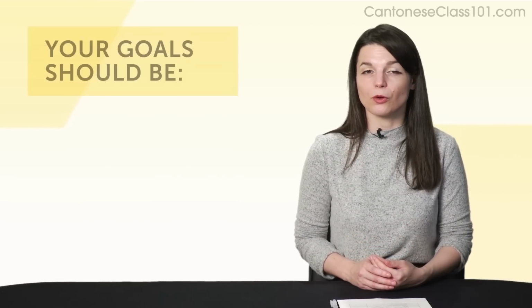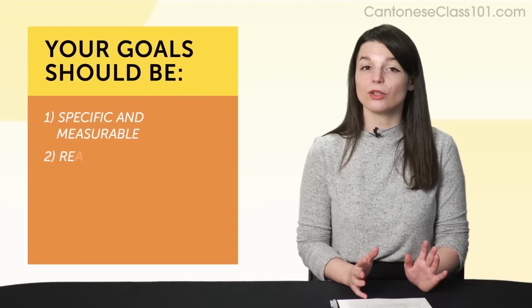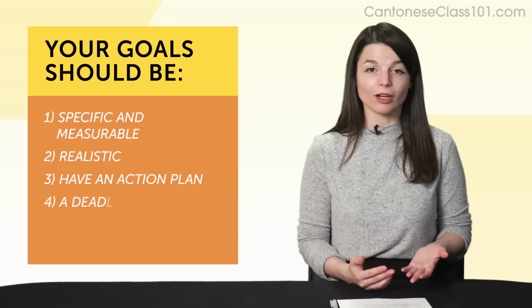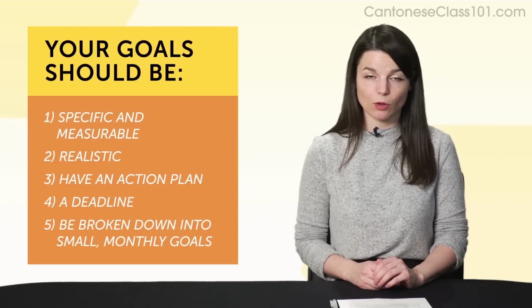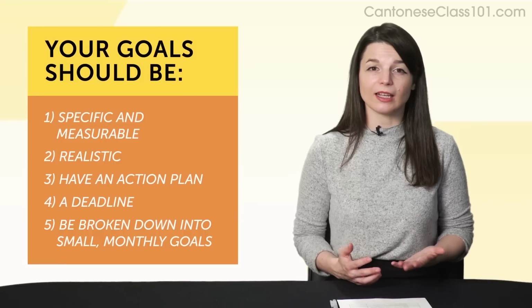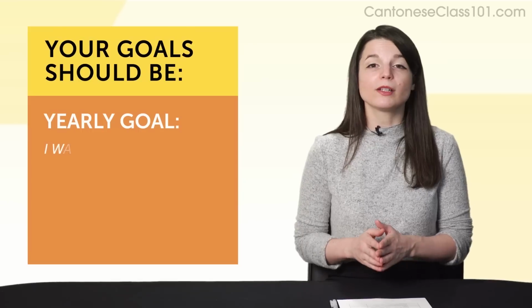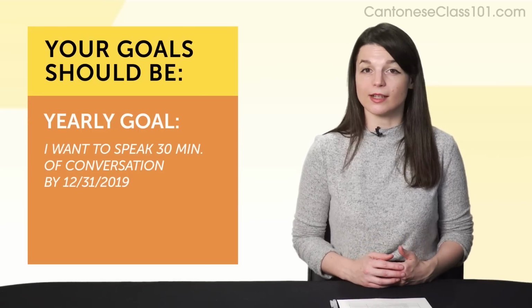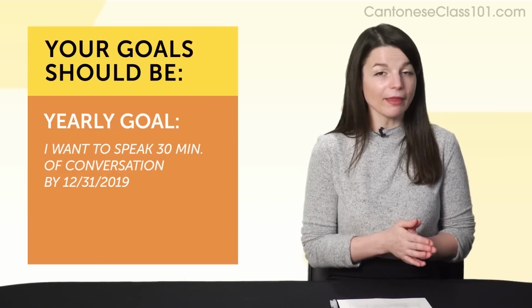Okay, let's recap. To set successful language goals, your goals should be 1, specific and measurable, 2, realistic, 3, have an action plan, 4, a deadline, and 5, be broken down into small monthly goals. So instead of saying, I want to be fluent in 2019, try, I want to speak 30 minutes of conversation by December 31st, 2019. And then go even smaller and set a small monthly goal.